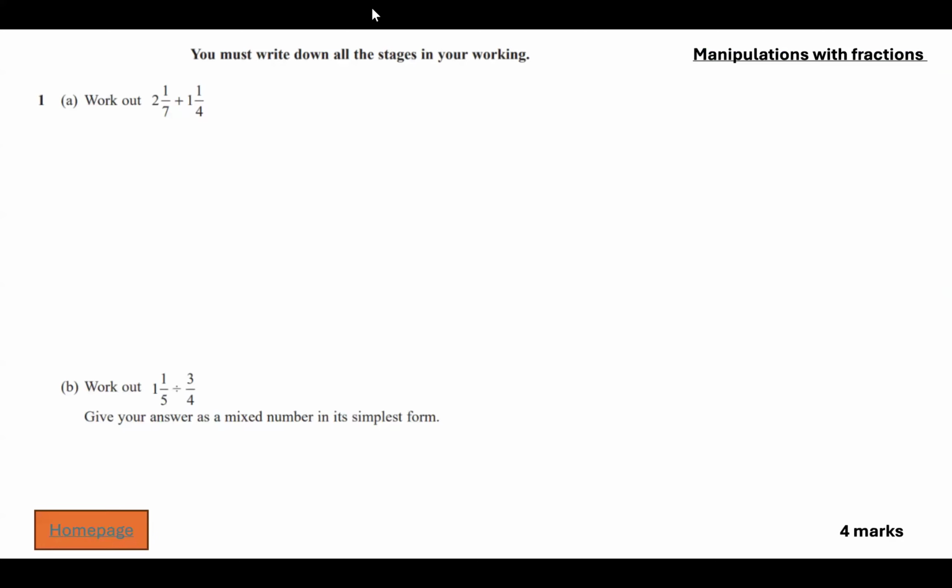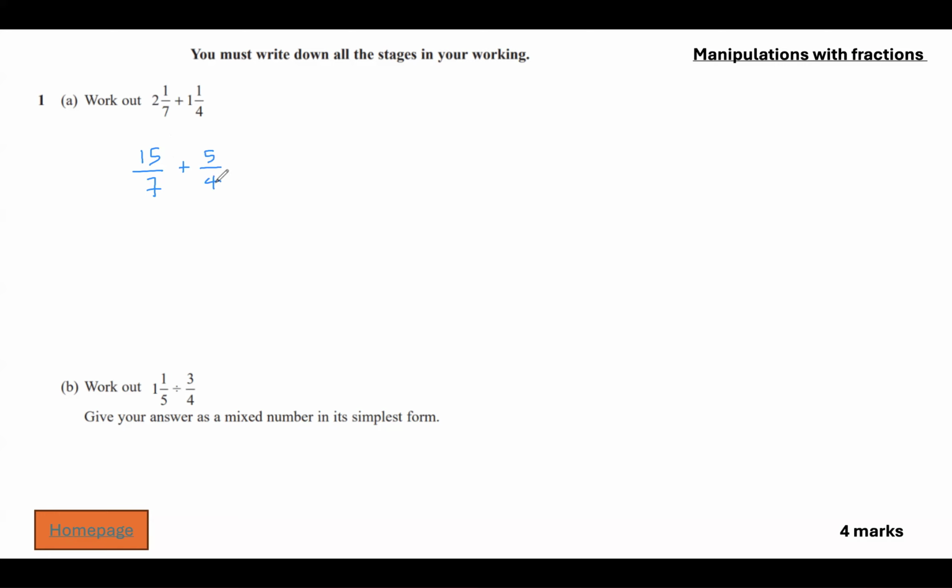So if we have a look here, as this is a calculator paper, you always need to show your steps. So your first question is going to be, work this out using or showing all of your steps. You could use your calculator to help you along the way, but your steps need to be written down nice and clearly. So 2 times 7 is 14, plus 1 is 15, so we get 15 over 7. 4 times 1 is 4, plus 1 is 5, so we get 5 over 4.